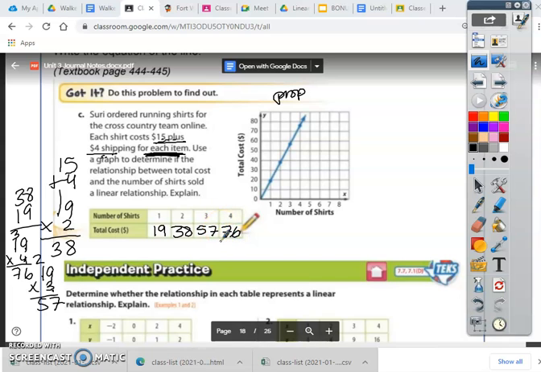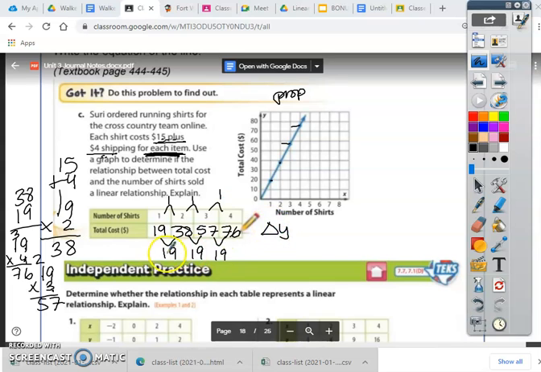So, when I look, 1, 19, 2, this looks like it's graphed correctly, 38, 3, 57, and 4, 76. This looks like it's graphed correctly. So, I think it's proportional, based on how it looks. So hopefully you know that each time we increased by 19, right? For every shirt. So we do have a constant rate of change.